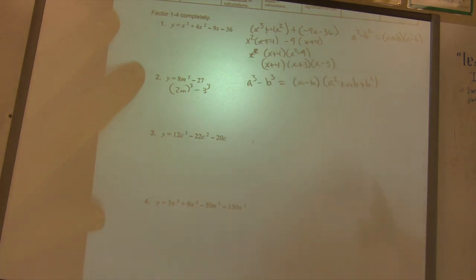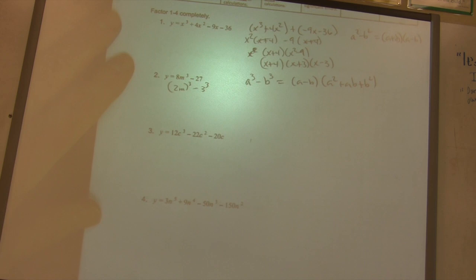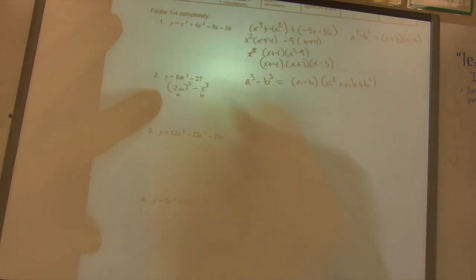So now I'm just going to multiply that together. And I'm going to replace every a with 2m and every b with 3. So this becomes 2m minus 3, and then 2m squared, which would be 4m squared, plus 2m times 3, which would be 6m, and then plus b squared, so 3 squared is 9. And so that would be factored all the way.